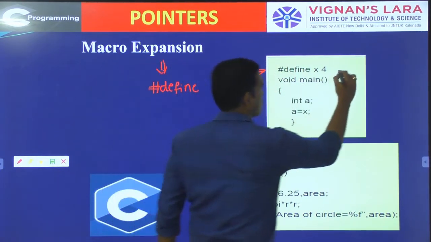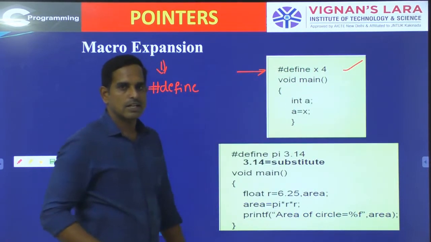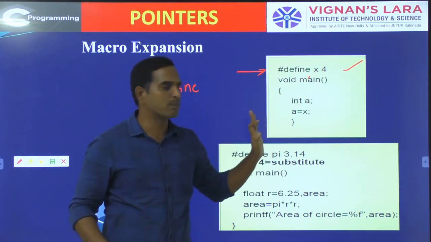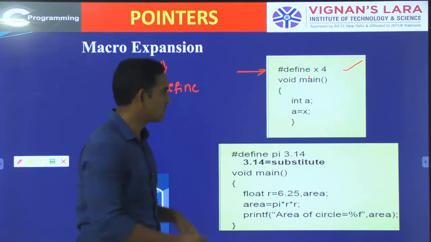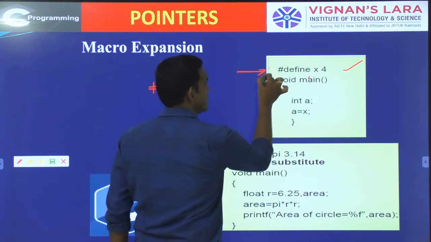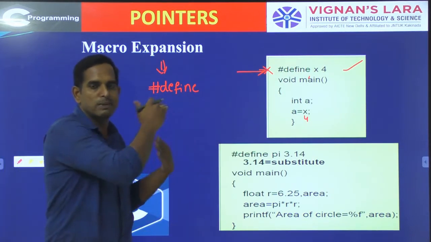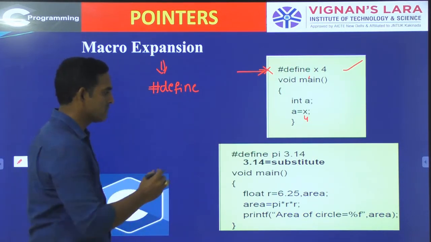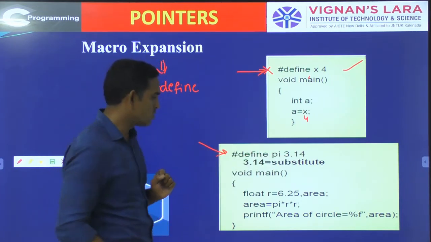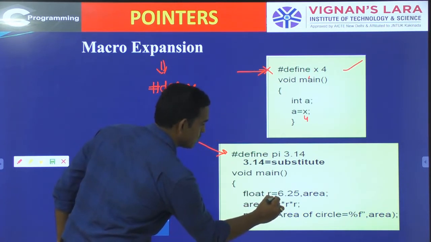So this is a macro where you are defining #define x 4. Wherever I use x, it will be replaced by 4 in the preprocessing. This is the source code and you are using x here. What your preprocessor does is remove this line and place the value 4 here. Now 4 will be assigned to A. Similarly, you can use #define pi 3.14.